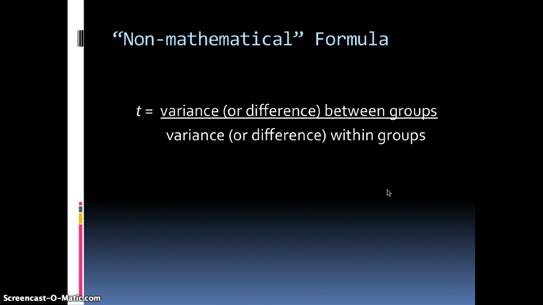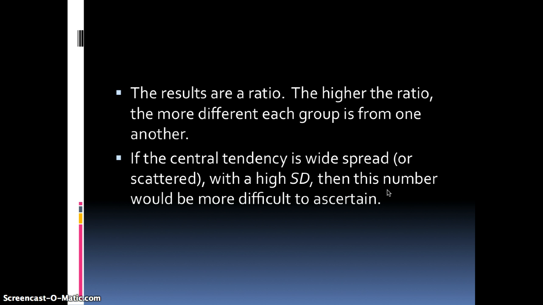The non-mathematical formula here is t equals variance or difference between groups divided by the variance or difference within the groups. The actual mathematical formula is more complicated and will be conducted by using SPSS. The mathematics is beyond the scope of this video. The results are a ratio, as we just saw in the previous slide. The higher the ratio, the more different each group is from one another.